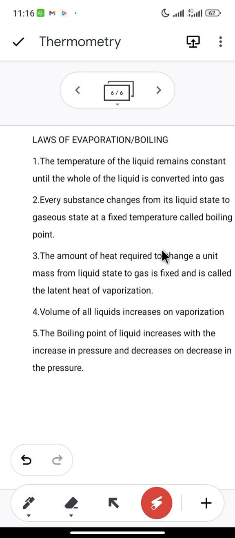Thirdly, the amount of heat required to change a unit mass of liquid to gas is called the latent heat of, I'm meant to be specific here because of the unit mass, specific latent heat of vaporization. Volumes of all liquids increase on vaporization. Unlike the previous one where some of them expand, this one, the volumes of all liquids increase on vaporization. And the boiling point of a liquid increases with increase in pressure. Just as I said, pressure influences boiling point and melting point. You understand? So the boiling point of a liquid increases with increase in pressure. So they are directly proportional. As boiling point is increasing, pressure is increasing. As boiling point is reducing, pressure is reducing.